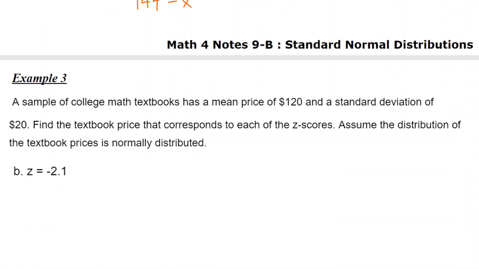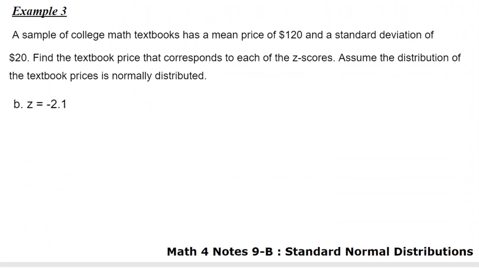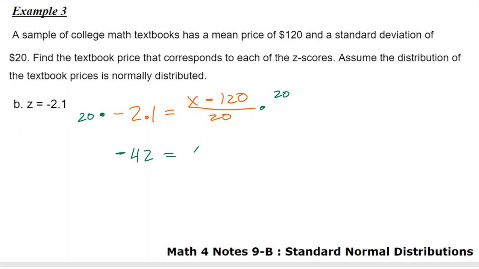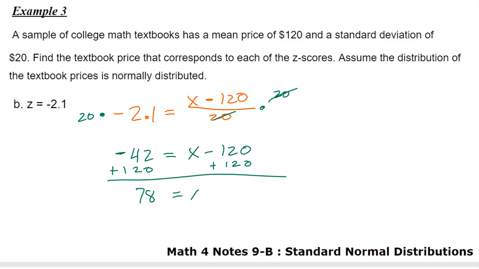Now, we're going to try a textbook that had a z-score of negative 2.1. So we're going to do the same thing. Z goes here. X is what I don't know, minus the mean, over the standard deviation. To get x by itself, I'm going to multiply by 20. This is going to give me negative 42 on this end. The 20s cancel out. And so all I need to do is add 120 to both sides, and I'm going to wind up with 78 here and x there.